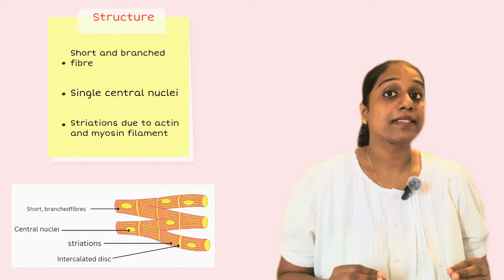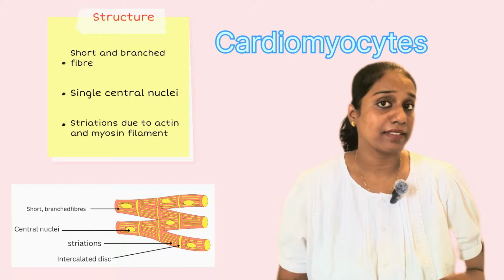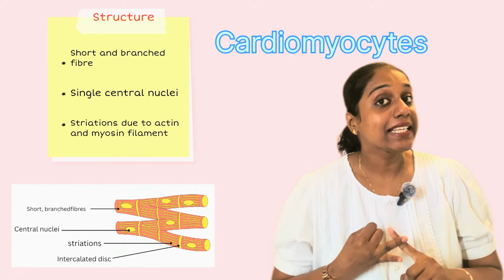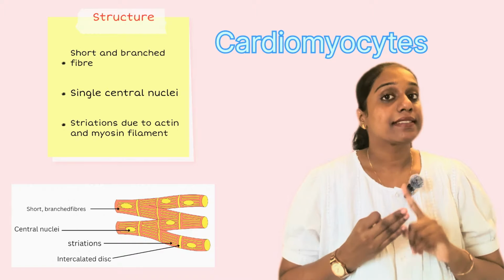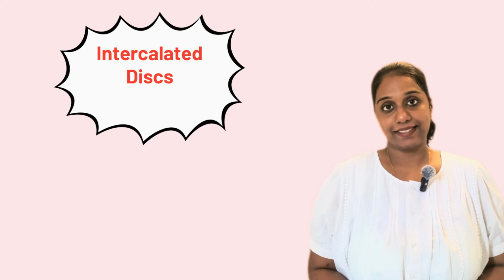Coming on to the structure, cardiac muscle cells are called cardiomyocytes. And important structural features include short and branched fibers, a single central nucleus, and striations due to actin and myosin filaments. But the most important feature is the intercalated disc.